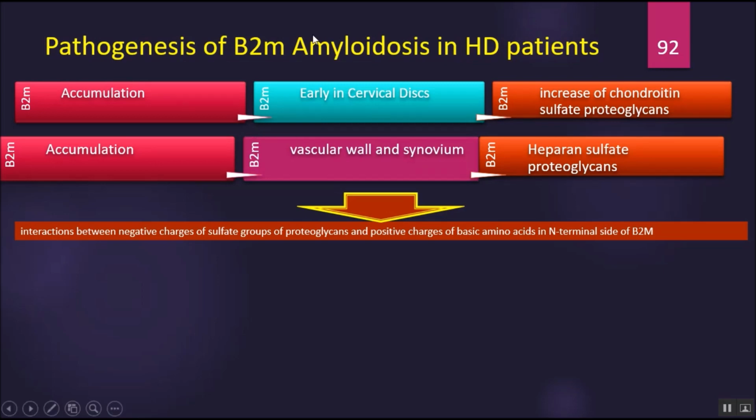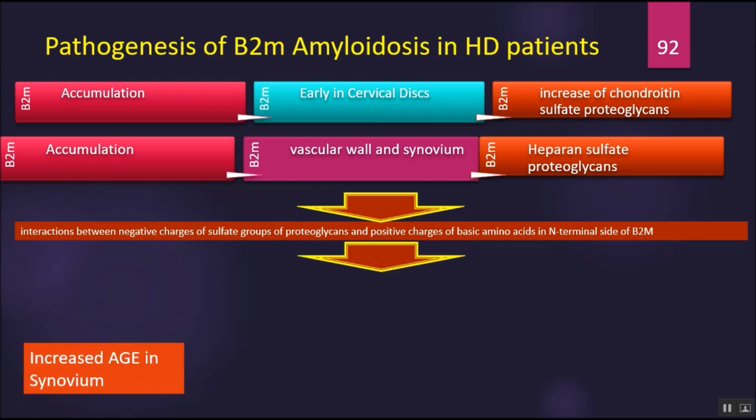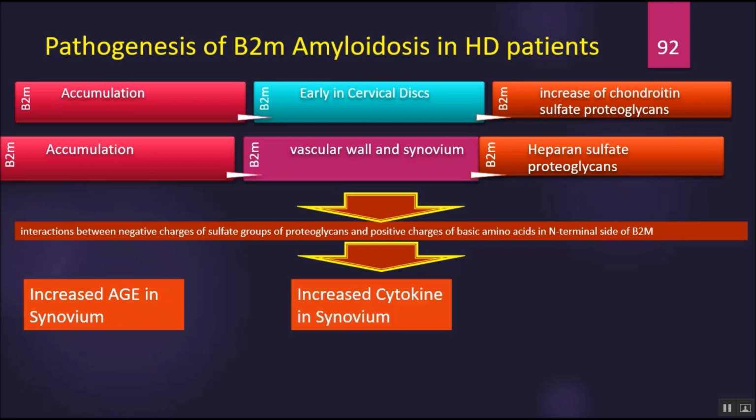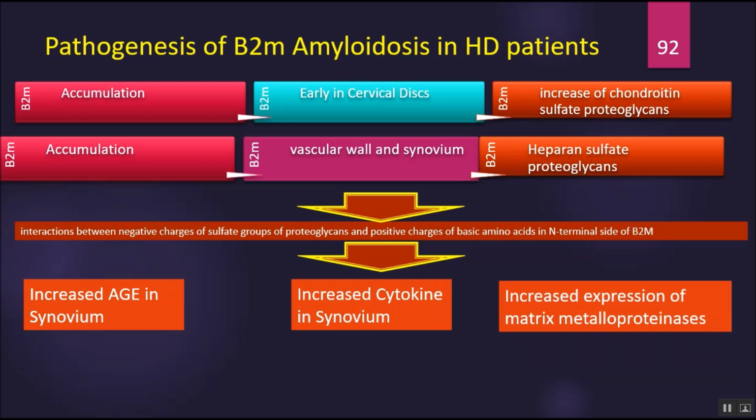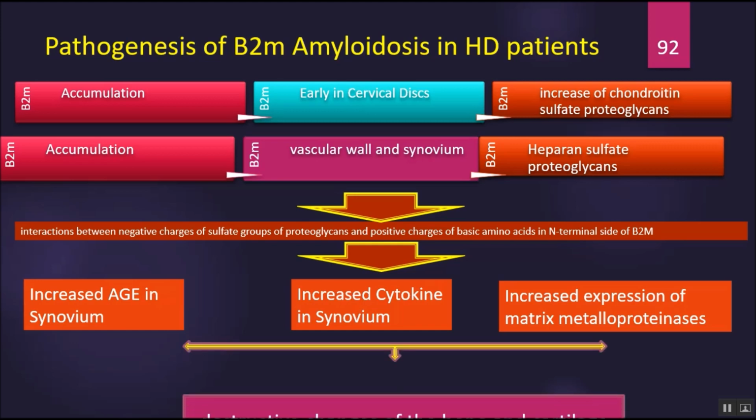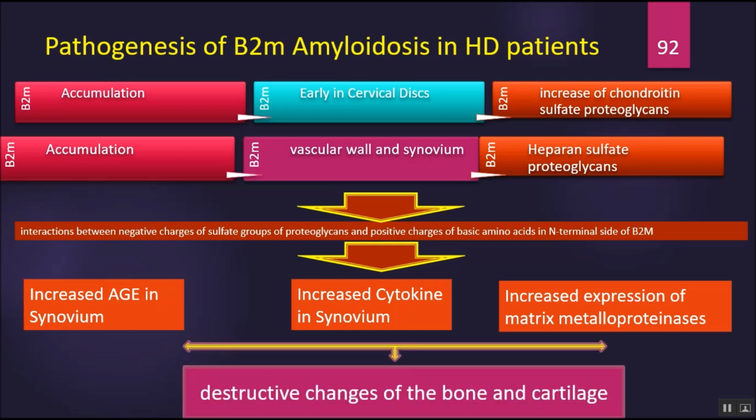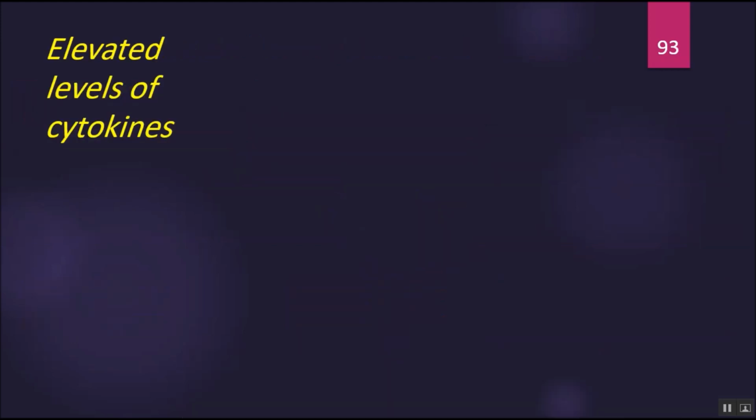So the pathogenesis of beta-2 microglobulin in hemodialysis patients involves deposition and accumulation in the cervical discs as well as in the vascular wall and synovium. This is associated with increased advanced glycation end products, cytokines in the synovium, and increased expression of matrix metalloproteinases, causing destructive changes of the bone and cartilage.